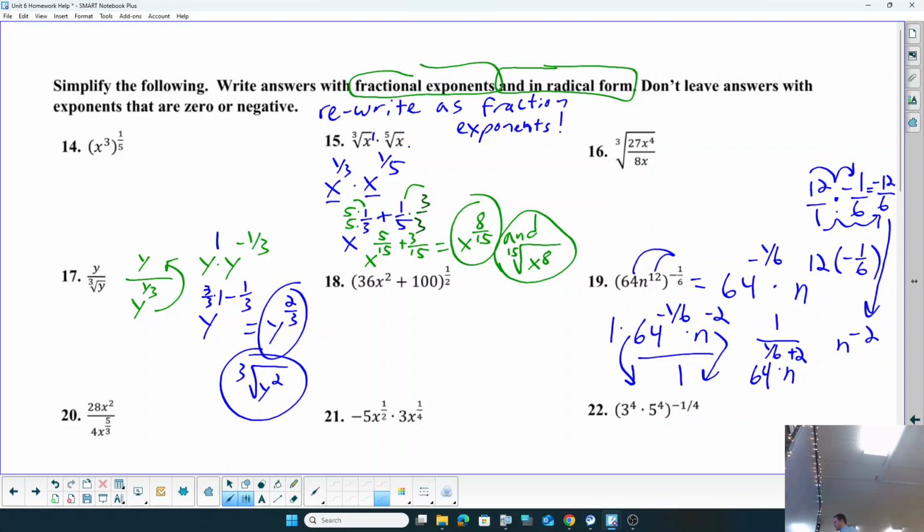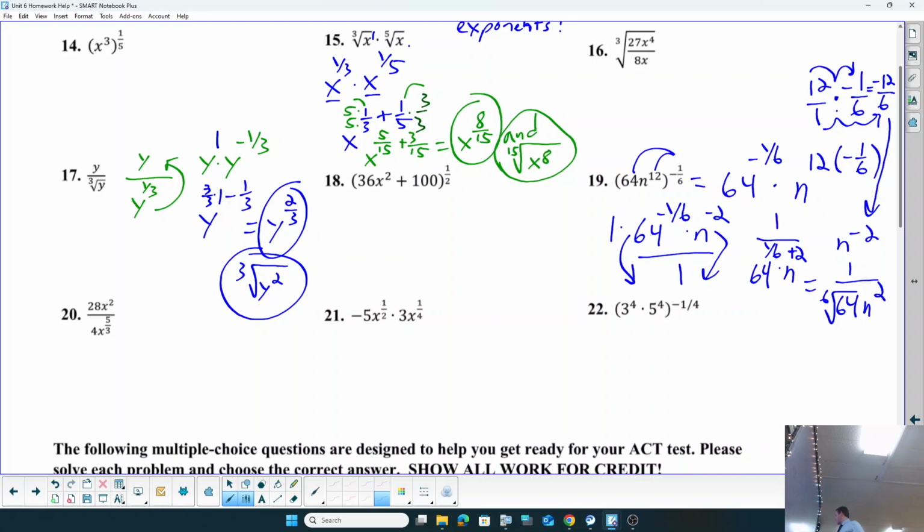Positive 2. Okay, so can it reduce anymore? What do you think? Can 64 reduce anymore? Well, we need 6 tuplets, whatever that is. We need 6 all together there. And so I think that's just 2.